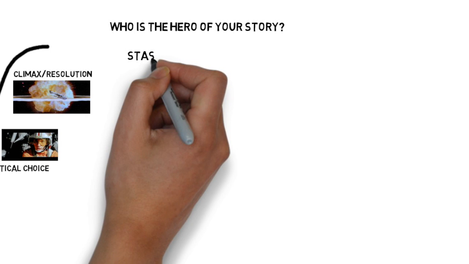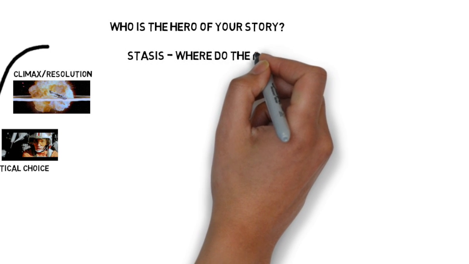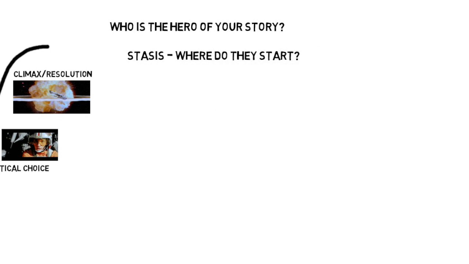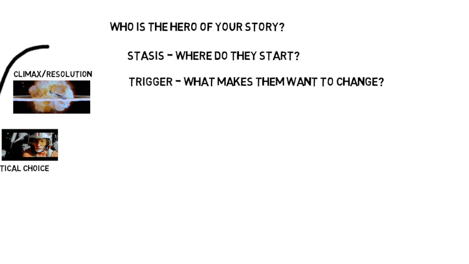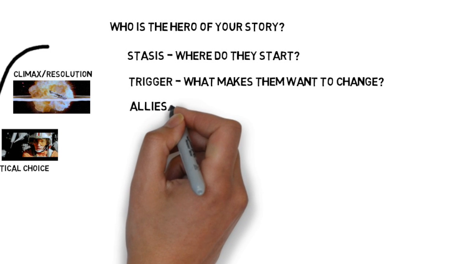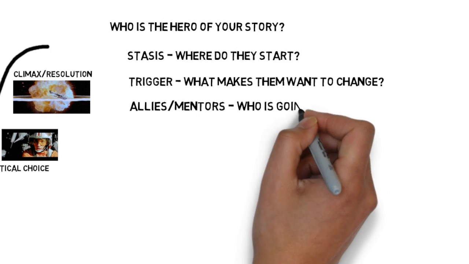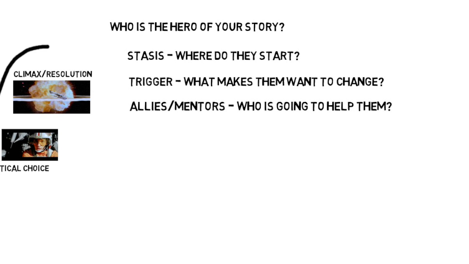Think about stasis. Where do they start the process? Where do we meet them? Think about what could a triggering incident be? What could it be that makes them want to change? And then when you think about the change, the journey they're going to go on, who is going to help them? Who are their allies and mentors going to be? And this is where you come in. You're more likely to be their ally or mentor than to be the hero of this story.